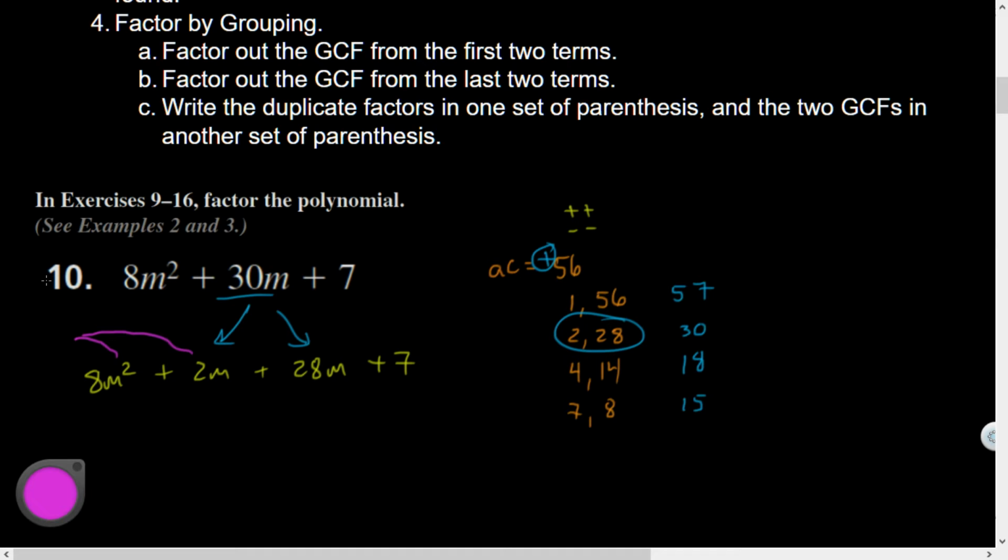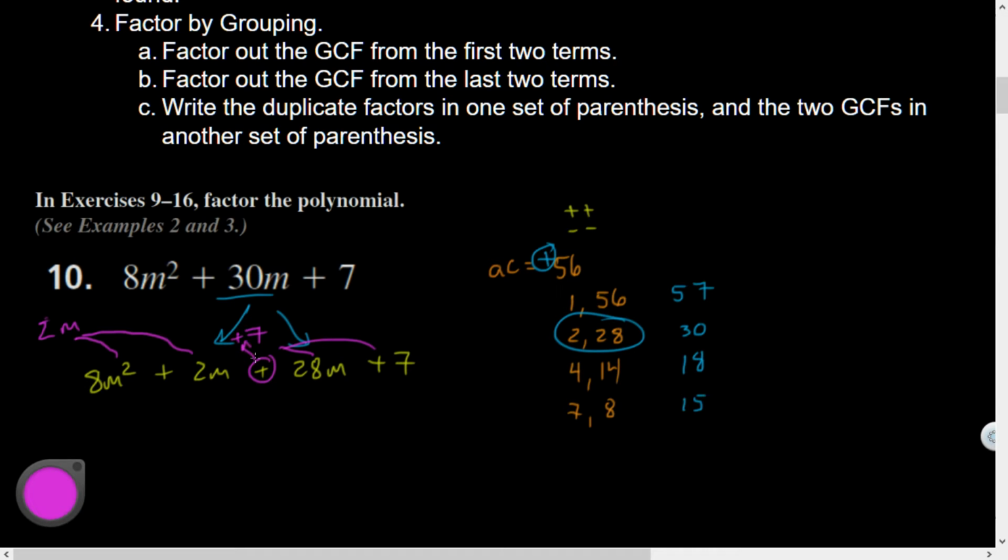You with me, Brandon? You writing this down? I could steal a 2. And between m squared and m, I can steal an m. Okay, and we'll look at this right now as well. Between 28 and 7, I could steal a 7, and this one has an m, but this one doesn't, so I can't steal that. And I'm stealing a positive 7.